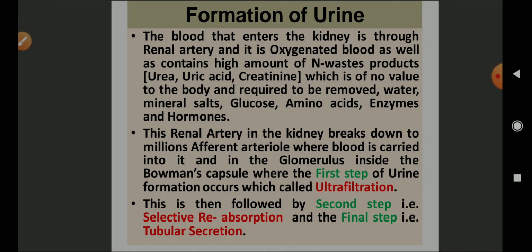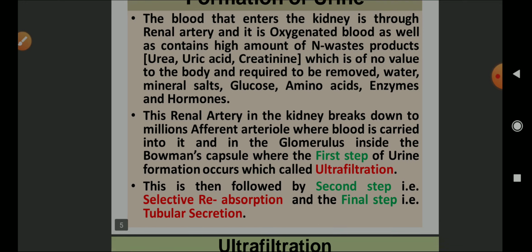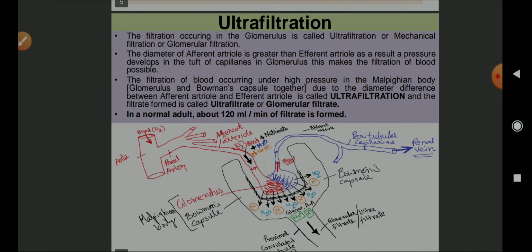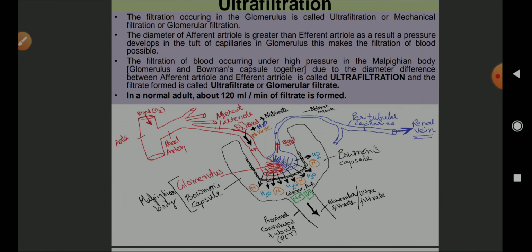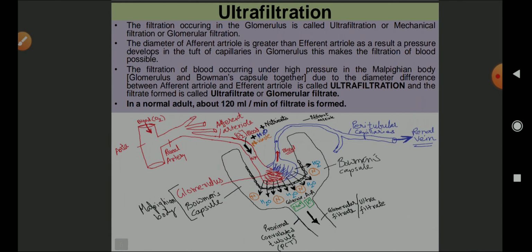From where does the selective reabsorption take place? The selective reabsorption takes place from the glomerular filtrate or ultrafiltrate. What is glomerular filtrate or ultrafiltrate? Filtrate that is formed after the process of ultrafiltration is known as glomerular filtrate or ultrafiltrate.